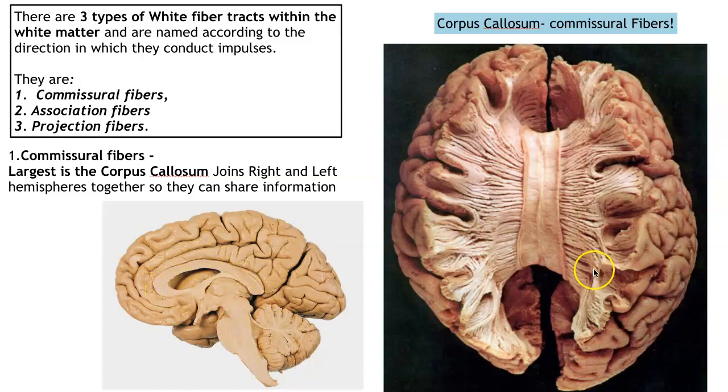So you've seen it here. This is a cool dissection where you can see the corpus callosum, but they have dissected out all those myelinated axons. So you can see these large tracks going into the cerebral cortex, sending information between the two cerebral hemispheres back and forth. This is an amazing dissection right there, to see those white matter tracks. So that is the corpus callosum, your largest commissural fiber tract.